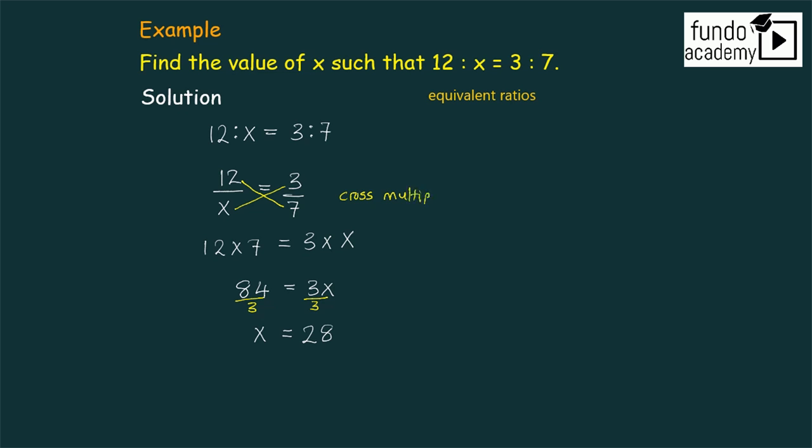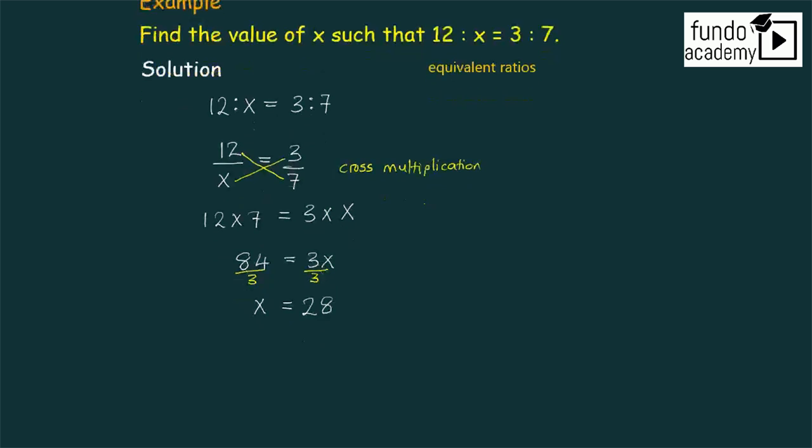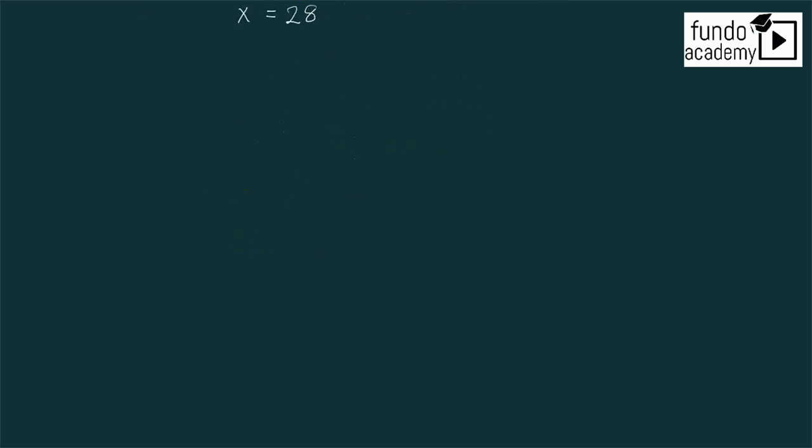Alright, we want to move on to another example. So this example 2, it's saying given that 3a is equal to 7b, find the ratio of a to b. So we have 3a is equal to 7b and we want to find the ratio of a to b.